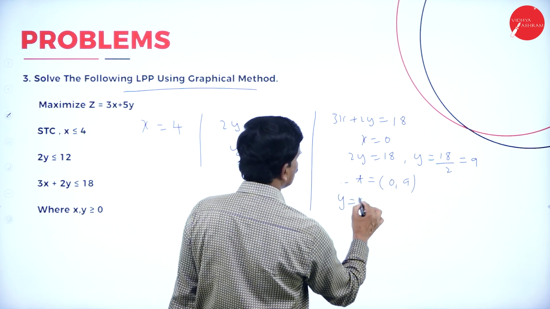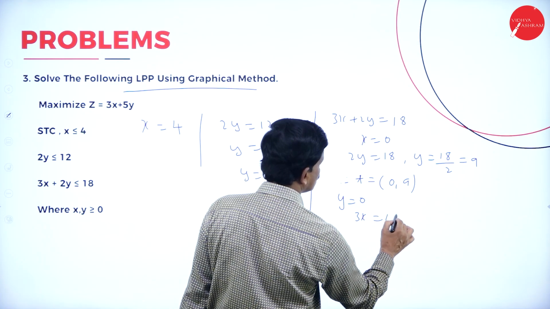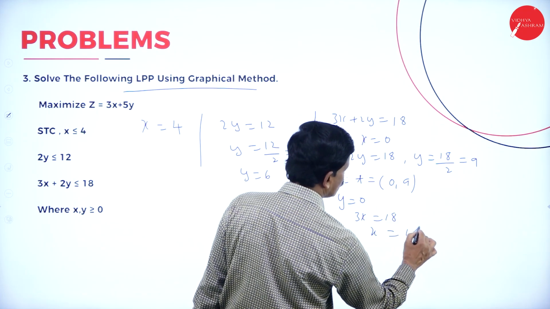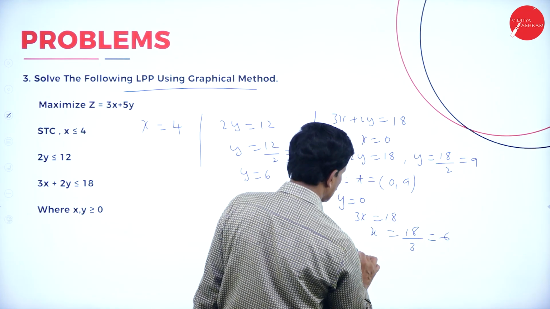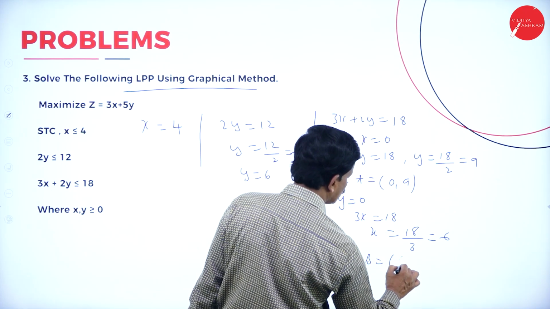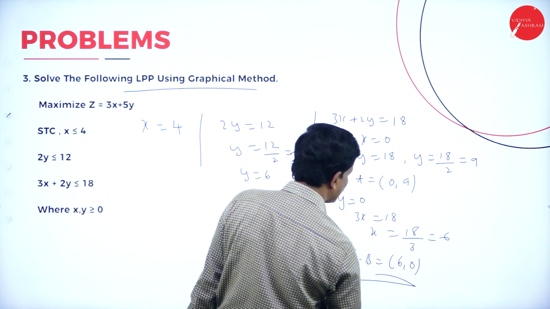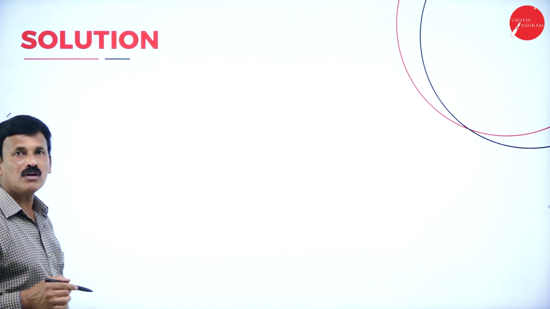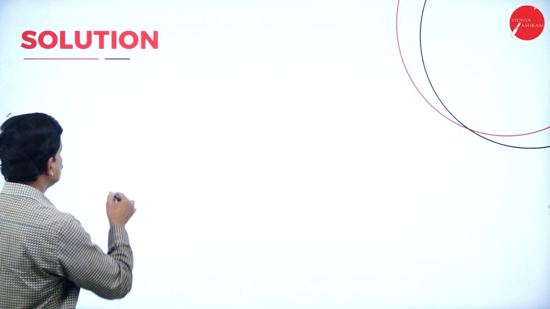Again put y is equal to 0. You will get 3x is equal to 18. x is equal to 18 by 3 is 6. Therefore the other point B is equal to 6 comma 0. These are the points. Now let us represent the points on the graph sheet.